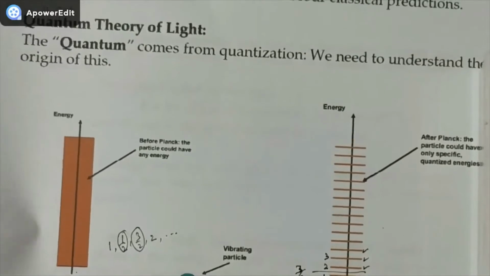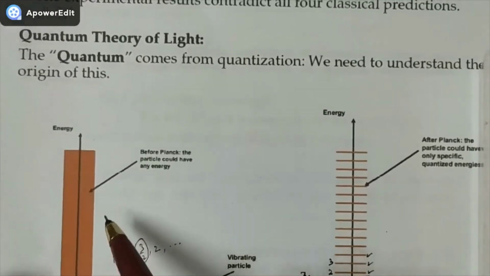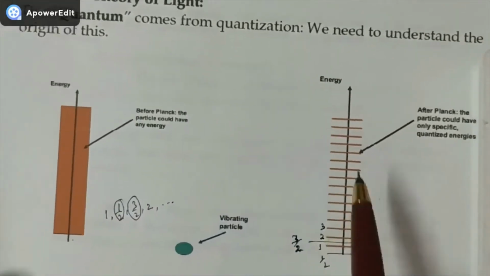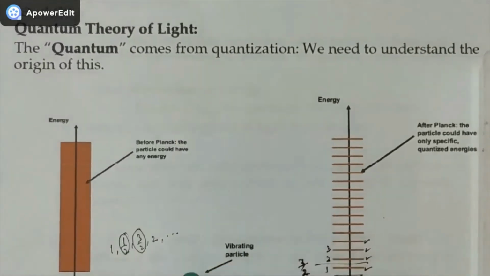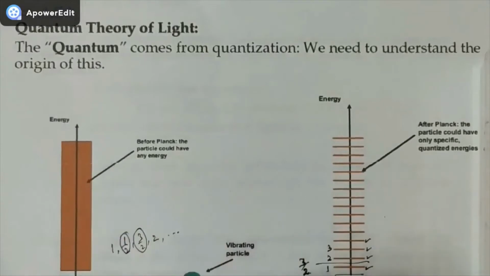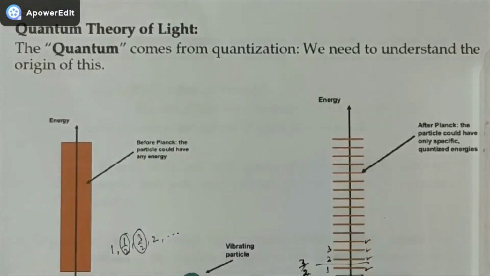Now what I wanted you to understand is what quantization means. Quantization means that nothing can be continuous. It has to be discrete, a specific quantized value. So the quantum theory of light says that the light is quantized. The energy of the light is quantized. It has a discrete value.